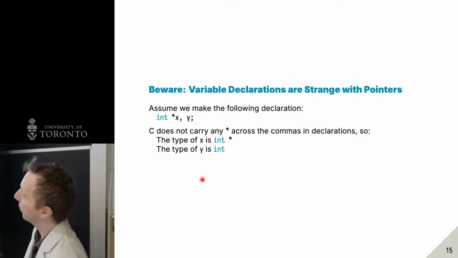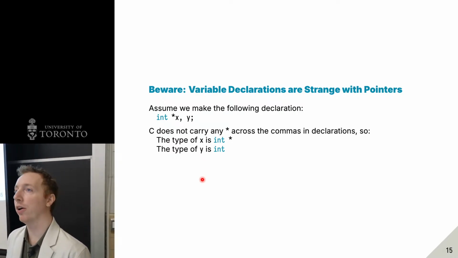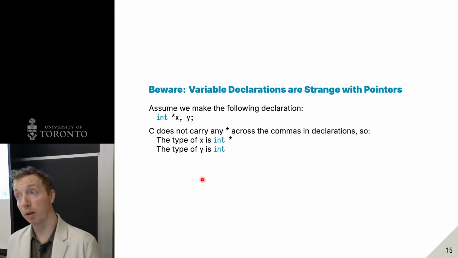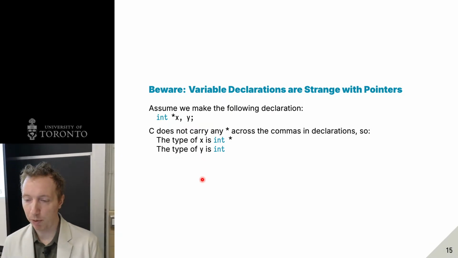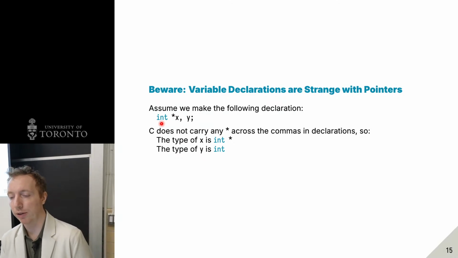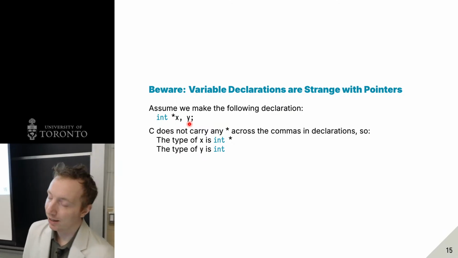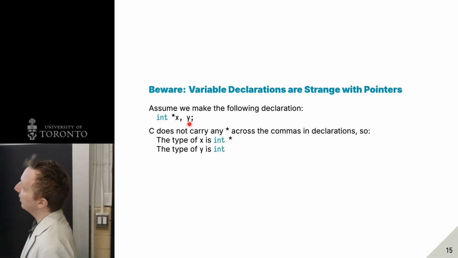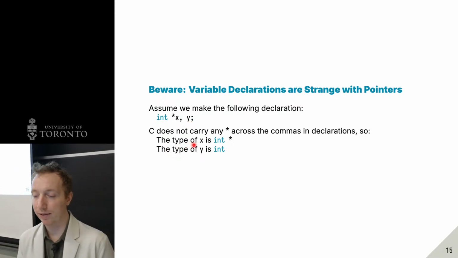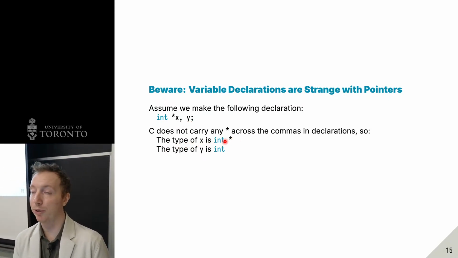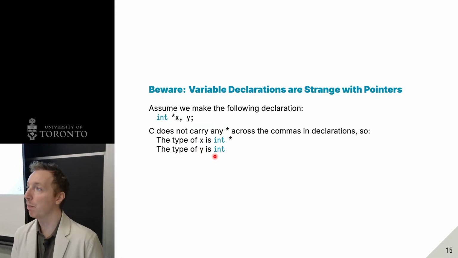So also beware. Before I said you should declare all your variables on separate lines, it's because the variable declarations are very strange with pointers. So if I make the following declaration, int star x comma y, the rule of C is that it does not carry that star across commas. So the type of x is a pointer to an int, and the type of y is just an int. They do not both have the same type.